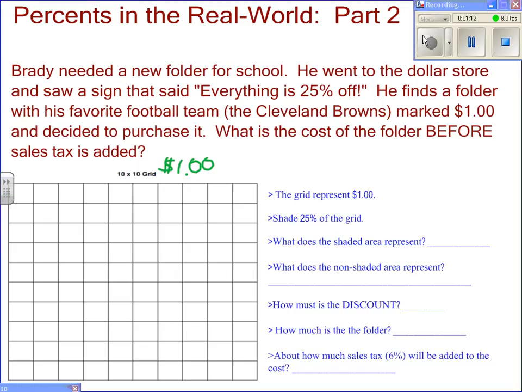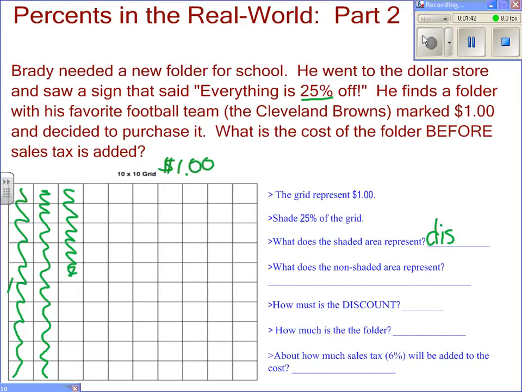And if I shade 25% of the grid, that would be 10, 20, 5. 1, 2, 3, 4, 5. Okay, this is 25% of the grid shaded. What does the shaded area represent? Well, if everything is 25% off and I shaded 25 squares, the shaded area represents our discount. That's how much we are going to have off of our total cost.